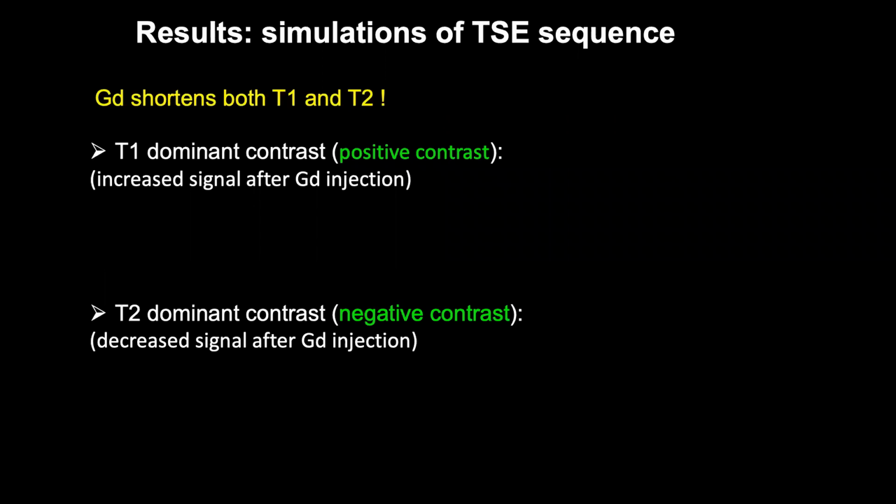GAD shortens both T1 and T2 in the CSF, which affects the TSE signal oppositely. Therefore, two types of sequences were evaluated: a T1 dominant sequence that furnishes a positive contrast, and a T2 dominant sequence that furnishes a negative contrast in CSF. First, to get T1 dominant contrast, we use the shortest TE possible to minimize T2 effect. We need TE of at least 600 milliseconds to suppress blood signal. Then we need to find the optimal TR.